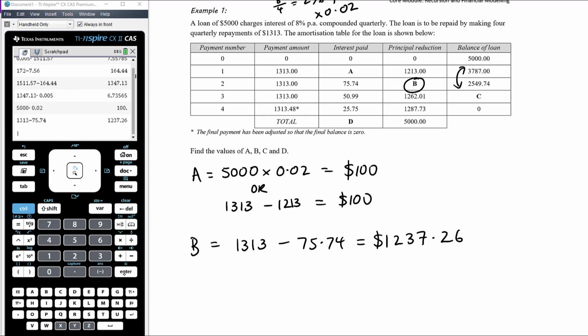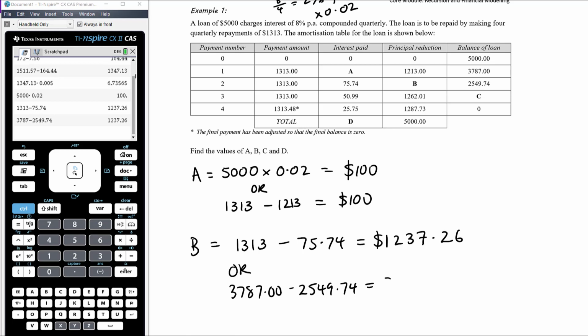The other way we could work out the principal reduction would be to work out the difference between the two balances, okay? Because we subtract B from last month's balance to get this month's balance. And so therefore, we could also have done $3,787 minus $2,549.74 to work out the principal reduction from month 2 to month 3. Okay, let's just check that gives us the same. So 3,787 minus 2,549.74. We do indeed get the same amount.